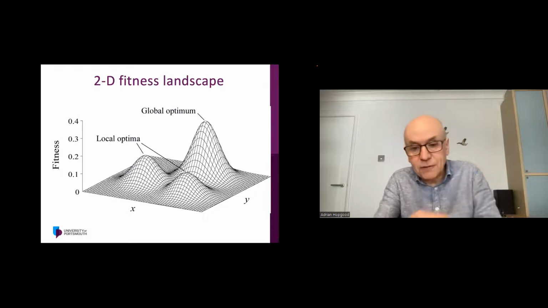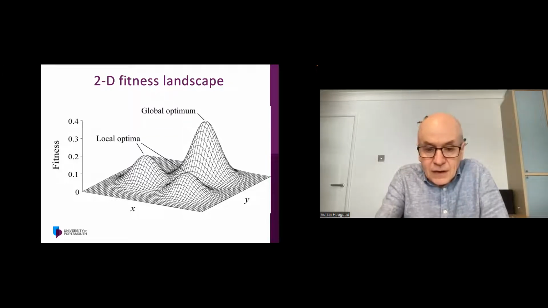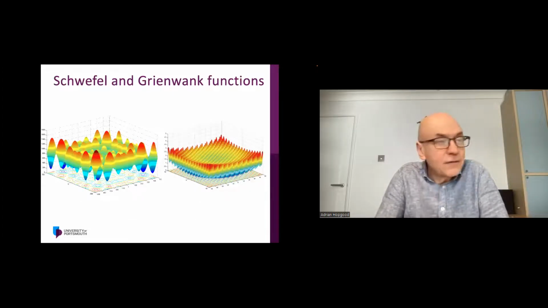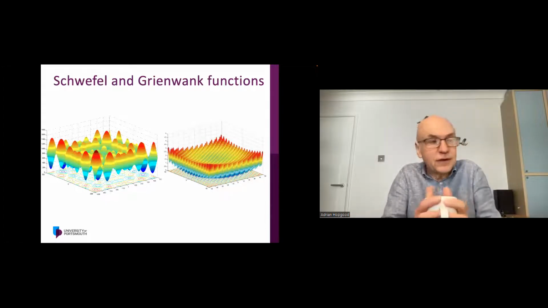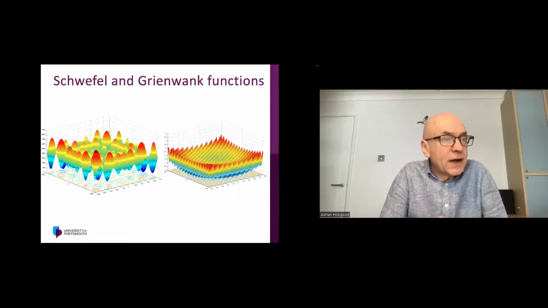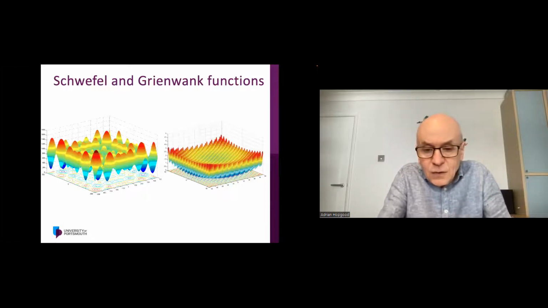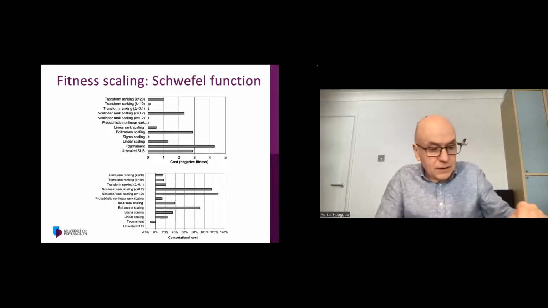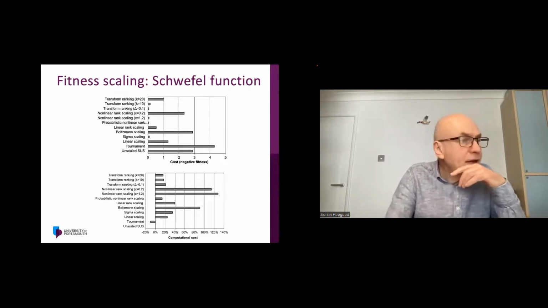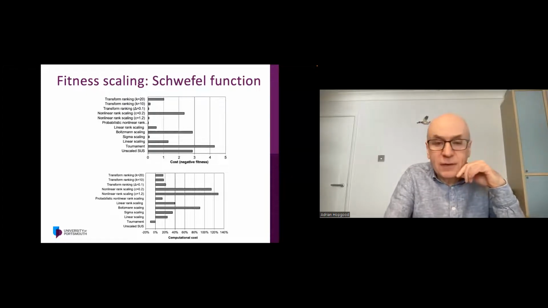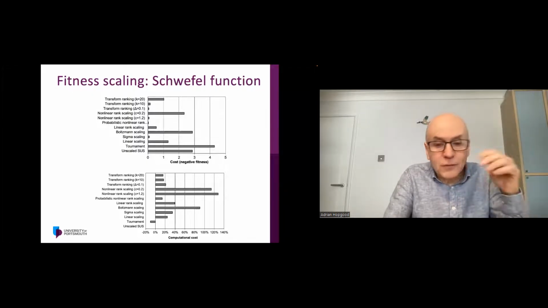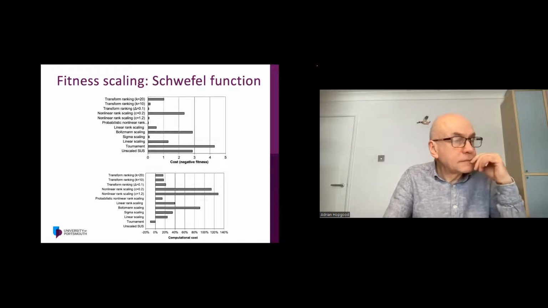So I showed you earlier this 2D landscape, but real fitness functions are more complicated than that. Even in 2 dimensions, they can be quite complicated, and it can be quite hard to find the global optimum. And these are 2 test functions called the Schwefel function and the Griewank function that we used for testing out different forms of fitness scaling. So this is some work that I did with a student a little while ago, where we evaluated some of the standard fitness scaling techniques using both the Schwefel function and the Griewank function.